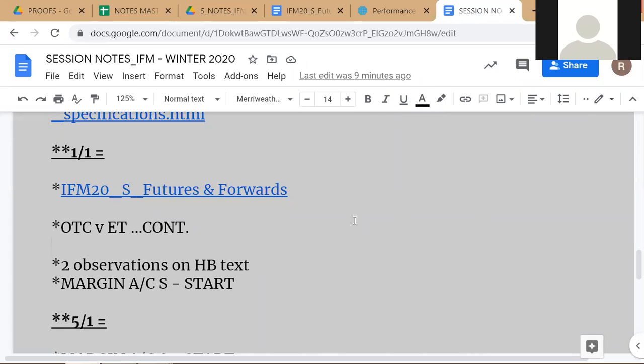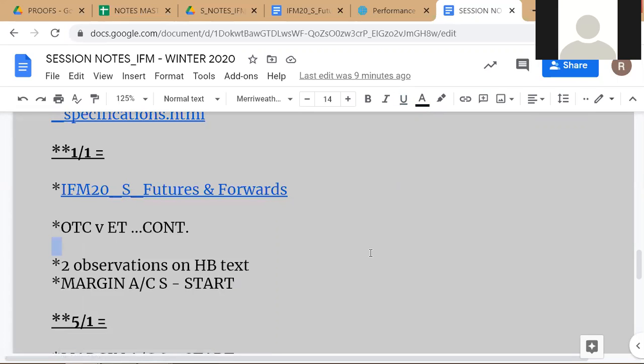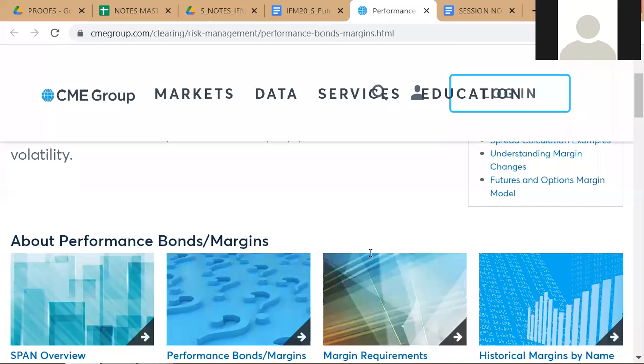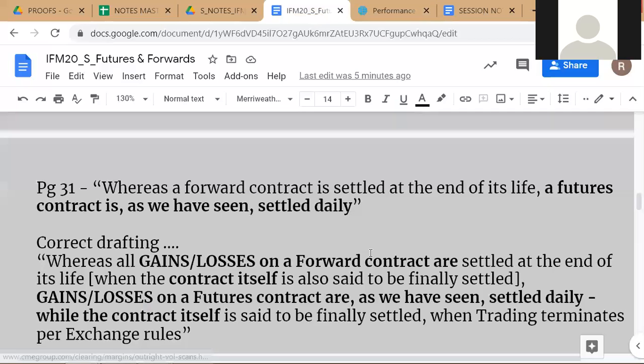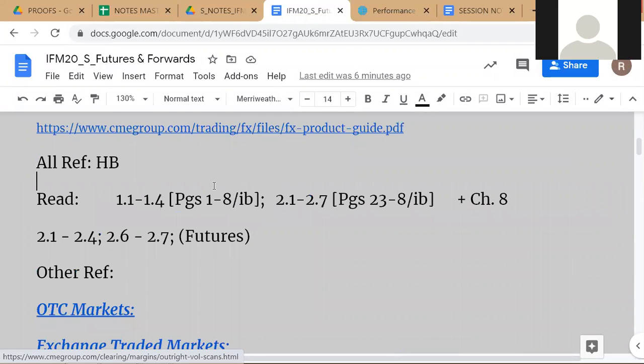Okay. So I put a separate sheet for this topic. I'm calling it futures and forwards, and as you can see from this sheet, this will also deal with OTC and exchange traded markets, that particular topic as well. So let's continue from where we were.